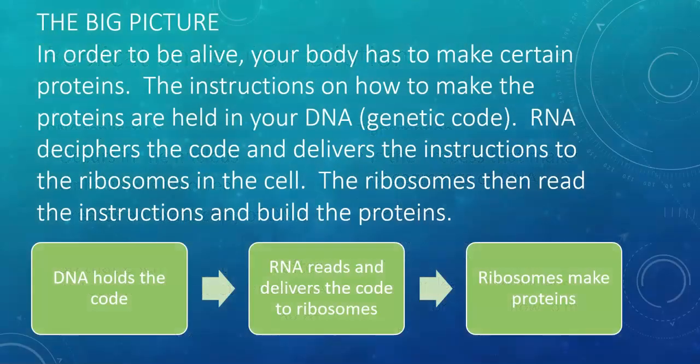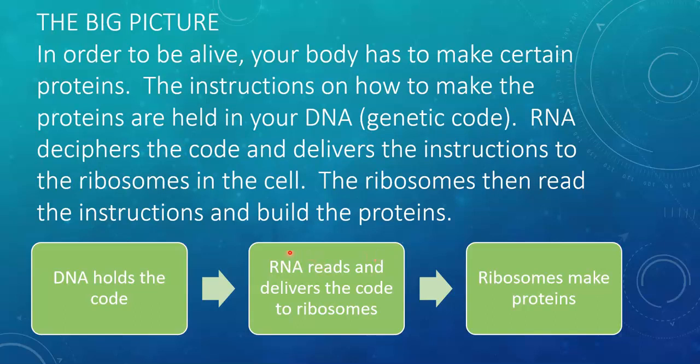So the big picture, right? We've read this before. In order to be alive, your body has to make certain proteins. The instructions on how to make the proteins are held in your DNA. RNA deciphers the code and delivers the instructions to the ribosomes in the cell. The ribosomes then read the instructions and build the proteins. So DNA is the keeper of the code. RNA is the copy of the code, right, that reads and delivers the code to the ribosomes, typically where the proteins get made. So that's the big picture.